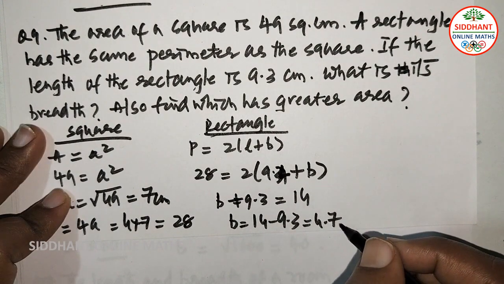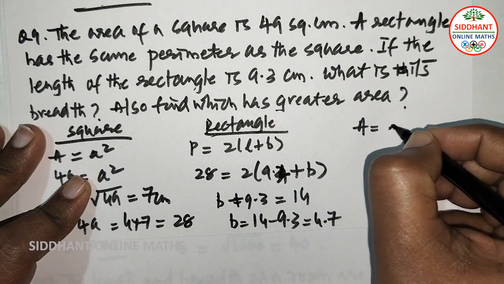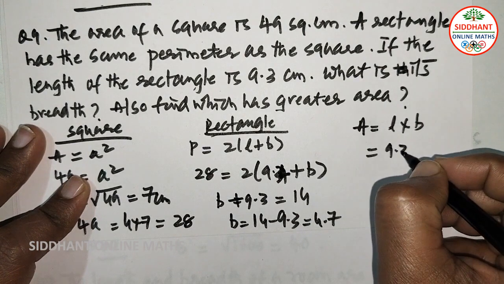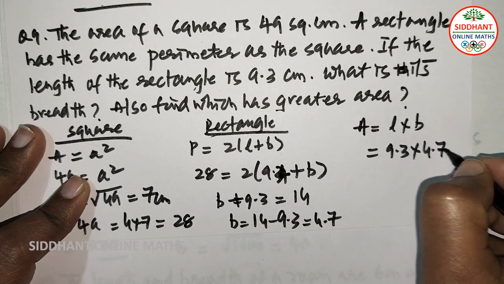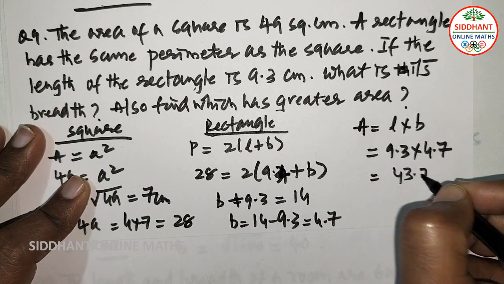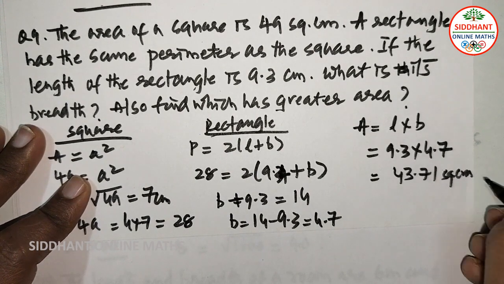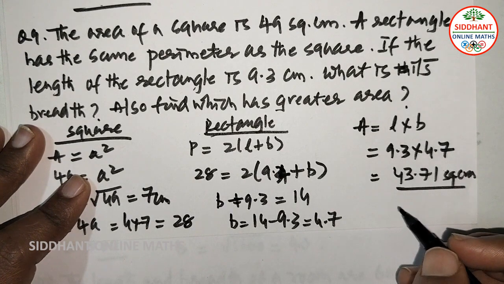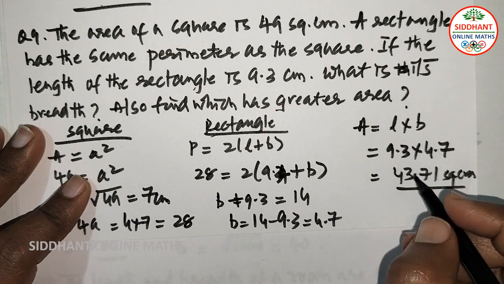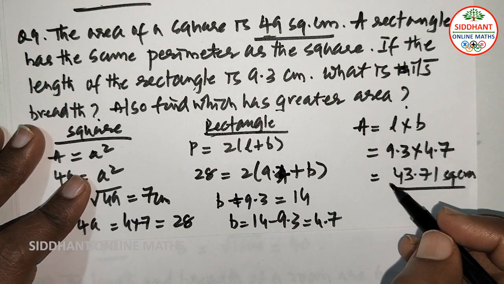So we are going to find out the area of the rectangle here. Area is equal to length into breadth. We know L is 9.3 and breadth is 4.7. When you multiply, you will get 43.71 square centimeters. So the area of the rectangle is 43.71 and the area of the square is given, that is 49. So the square area is greater.